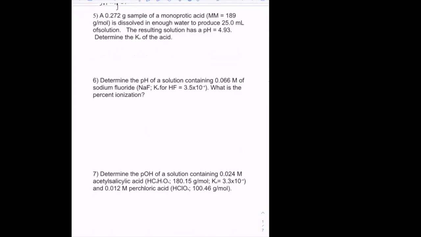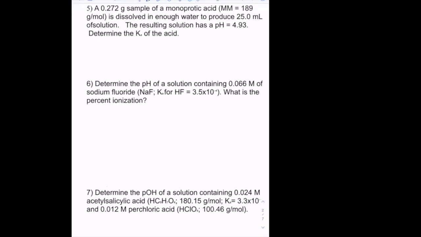Moving on to number 5 then. This is when we're going to start getting to some of the acid and base calculations. And so for this one, it says that you're given a certain mass of a monoprotic acid, and it's dissolved in enough water to produce a 25 milliliter solution. And so it basically tells you that the solution has a pH of 4.93 and wants you to determine the Ka. So you should have seen something like this on your homework assignment, but what you actually do for this is you will basically just figure out what information you know and then determine how you can actually find that Ka.